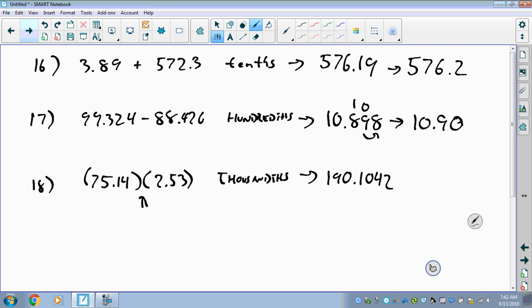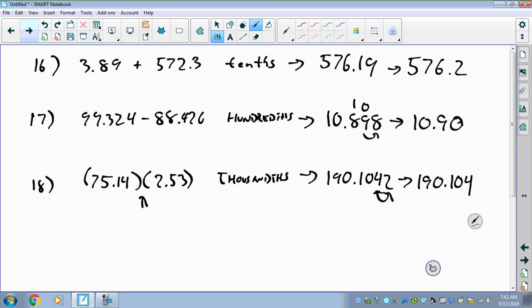All right, moving on. And the last one, they want to the nearest thousandth. So here, it's tens, hundreds, thousands. So look before. 2 says stay the same. In other words, 42 is closer to 40 than it is to 50. So it's going to be 190.104, and you can stop right there.